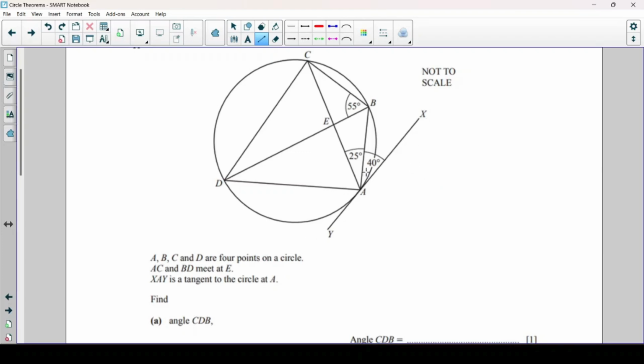In this question, again, I see a tangent, I see triangles connected to that tangent. I can see we've got a cyclic quadrilateral, so lots of stuff we could be using. We're asked for angle CDB first, CDB. Are there any other angles subtended by the same 2 points, C and B? Yes, there are. This one over here.